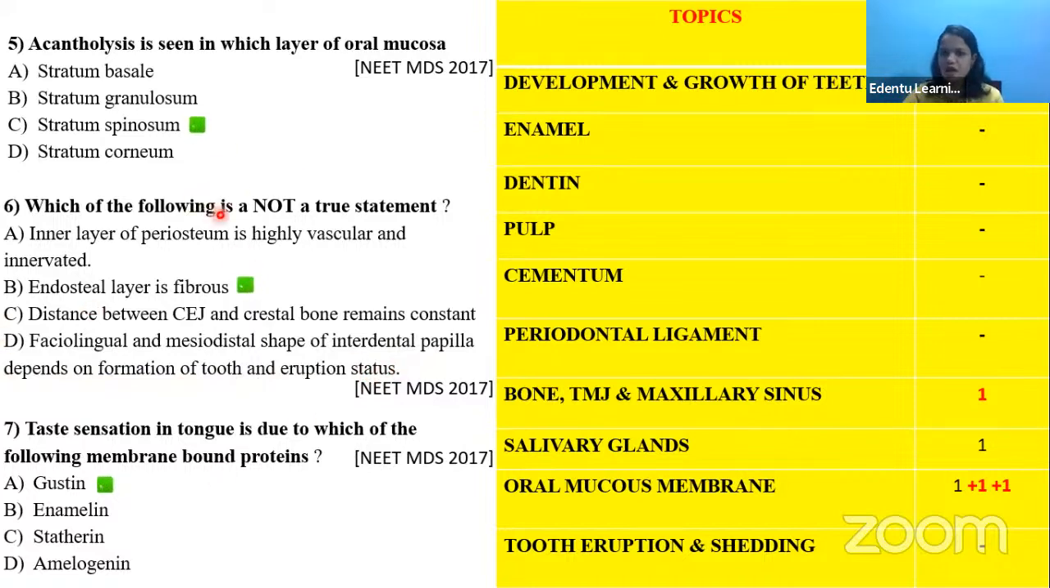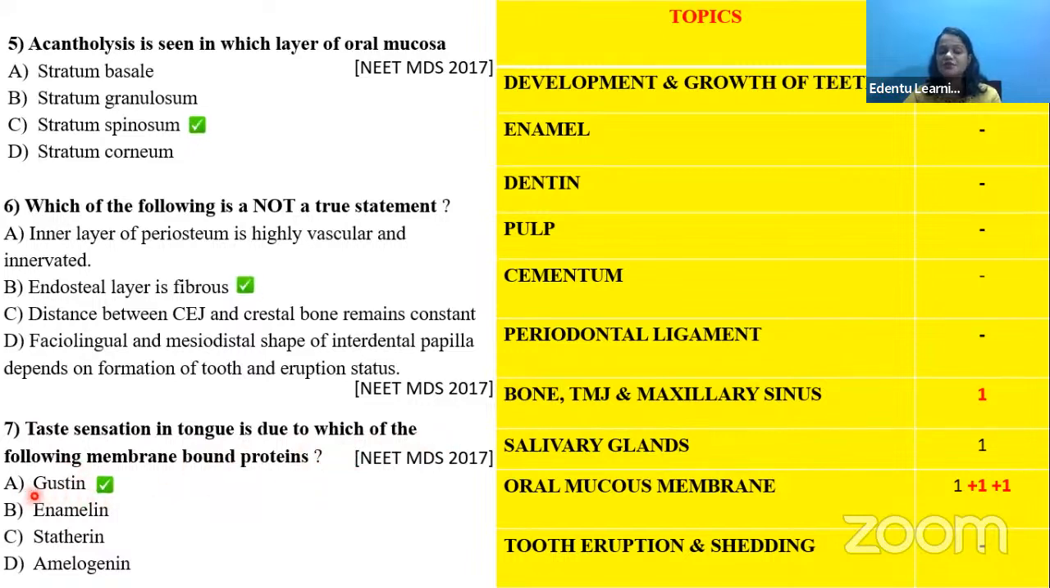When such questions are asked, you must be really careful. That is why I highlighted the note here. Which of these is not a true statement means which of these is the wrong statement. You should be very careful when they use words like not a true statement or all of the following except. Read the question very carefully and then choose the answers. Here option B, the endosteal layer is fibrous, belongs to the bone chapter. Next, the taste sensation in tongue is due to which of the following membrane-bound proteins?